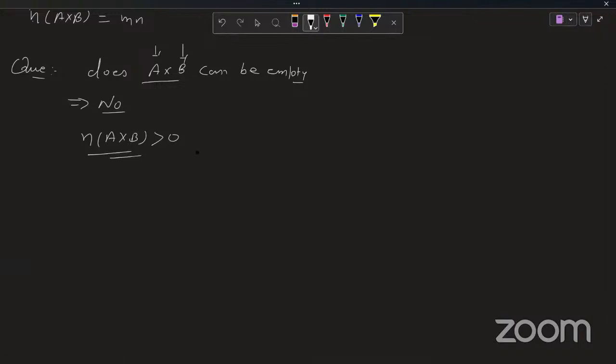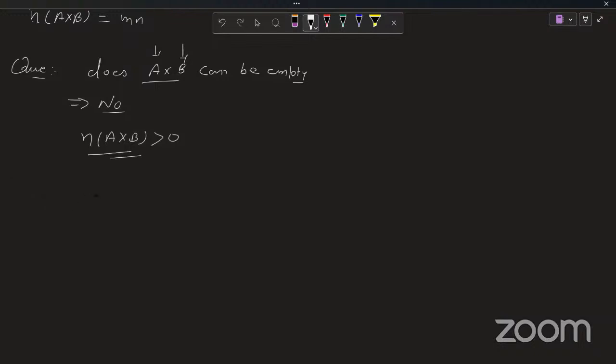Okay, now let's move towards relation. Sir, if A and B are empty, then A cross B will be empty. But in the definition itself, we have already mentioned that A and B cannot be empty. Then you just assume the marriage. If both sets are empty, then you just assume the marriage. That's it.